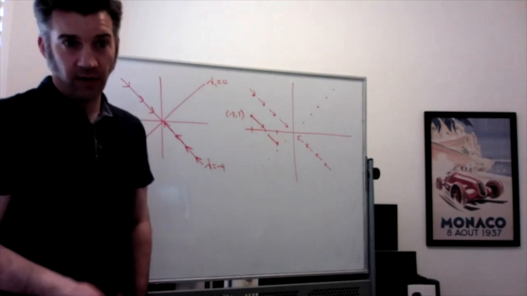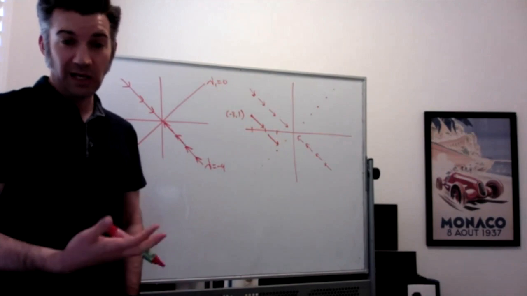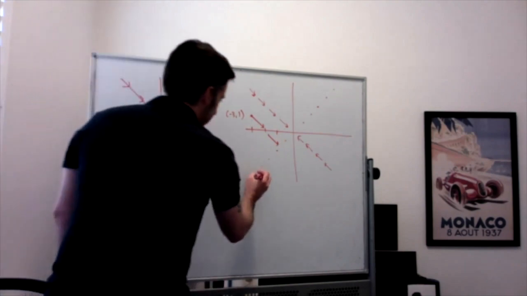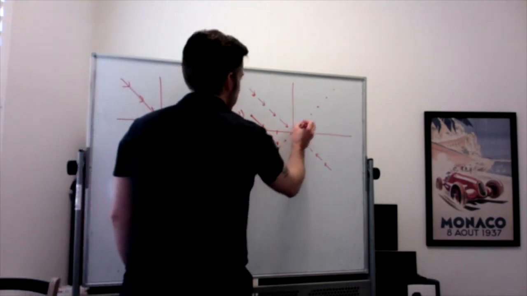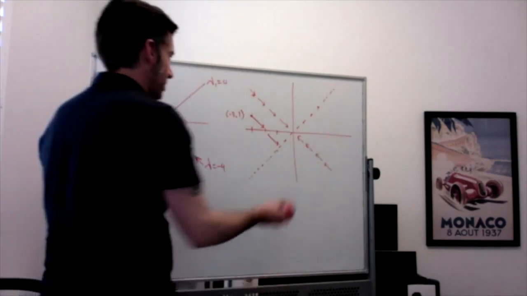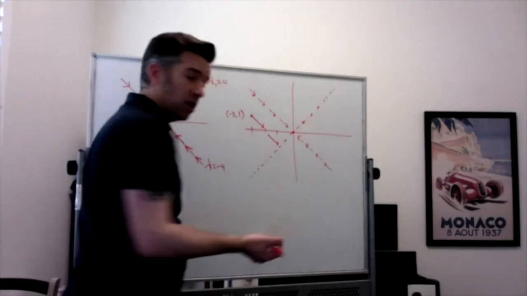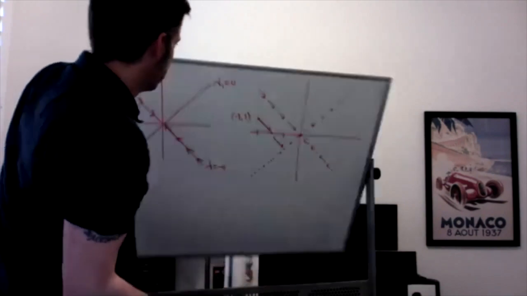What's also interesting about this situation is you actually have multiple equilibria. In fact, anything on this line here is an equilibrium point, right? Because 0, 0 is certainly an equilibrium, but so is 1, 1, right?